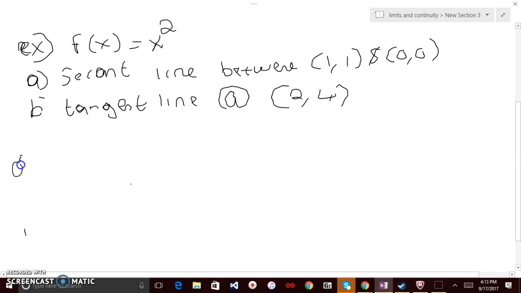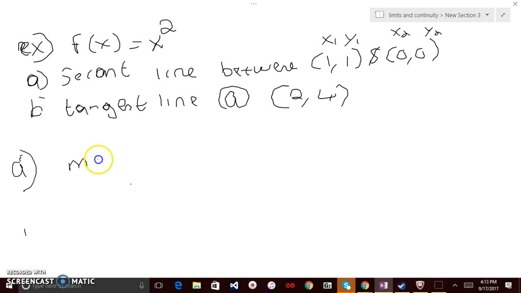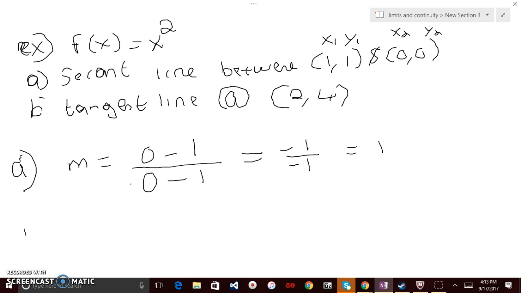So how do you find the slope of a secant line? It's simple. We have the points 1, 1 and 0, 0. These are going to be our x1, y1, x2, y2. So the slope is equal to y2, which is 0, minus y1, which is 1, over 0 minus 1. You get negative 1 over negative 1, which is equal to 1. So the slope of our secant line here is equal to 1.